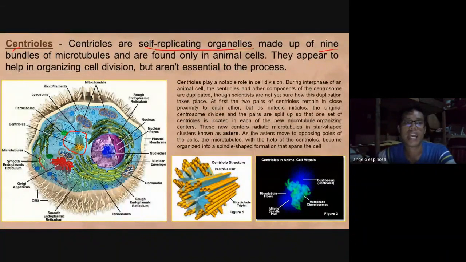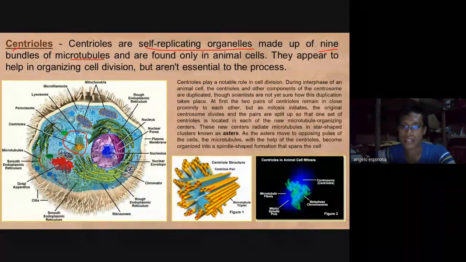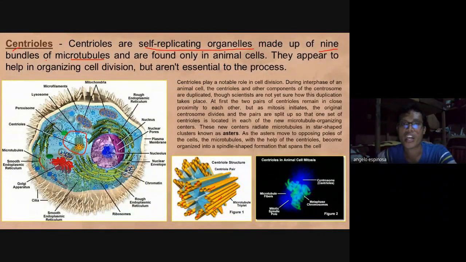How many bundles? 9 bundles of microtubules. Here we have 1, 2, 3, 4, 5, 6, 7, 8, 9. That is what we call bundles of microtubules, and they are found only in animals. They appear to help in organizing cell division. What is their job? To help with cell division, but they aren't essential to the process.